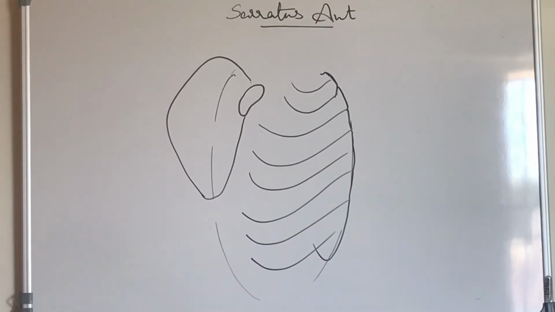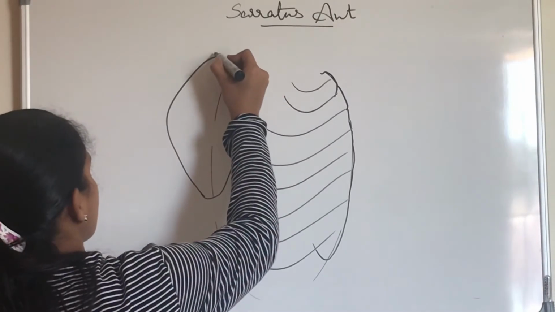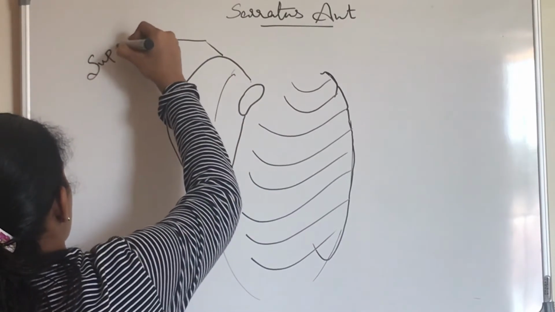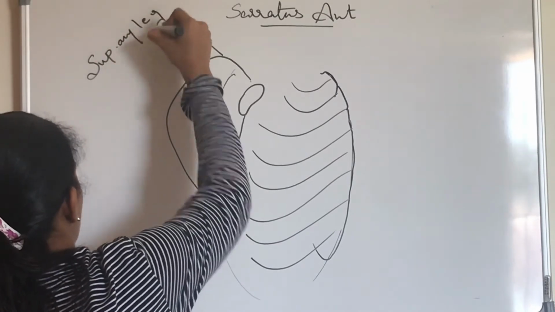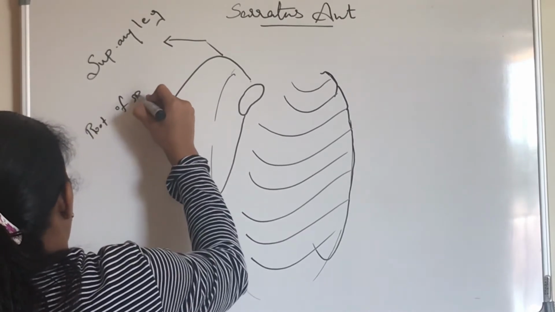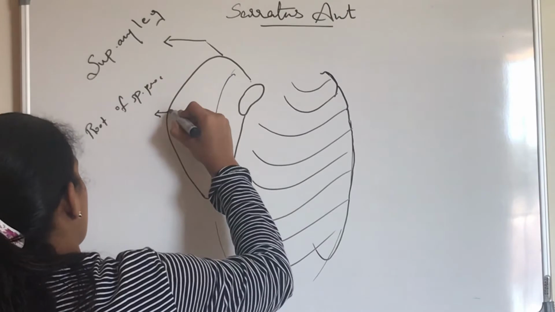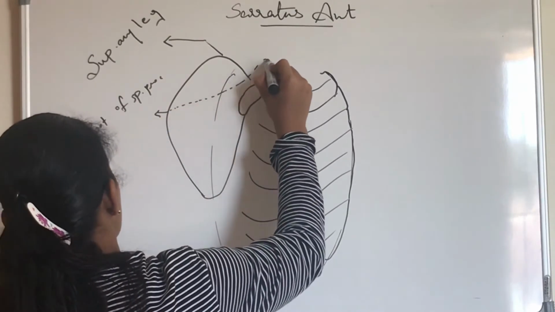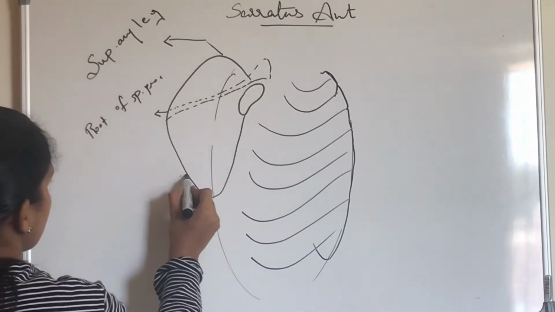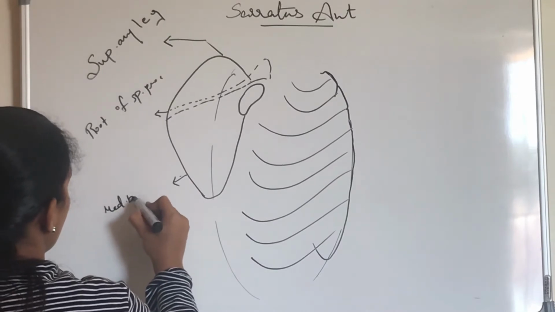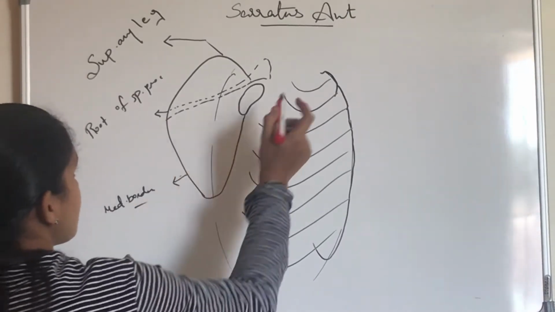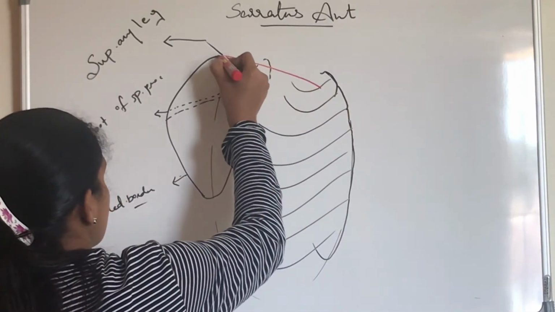Now moving on to the final muscle, serratus anterior. Before that, just know few parts of scapula. This is superior angle of scapula. This is root of the scapula, means root of spinous process. I am drawing the spinous process in dotted lines because we can see this spinous process only in the dorsal surface of scapula. Now this is ventral surface of scapula. Yes, the border near the glenoid cavity is lateral border, and the opposite border is medial border.